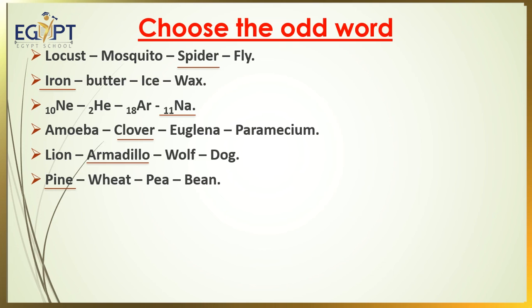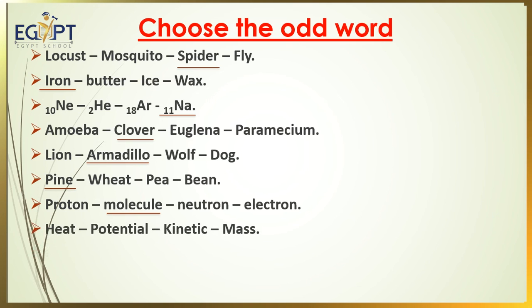Pine, wheat, pea, bean. The different one is pine, because wheat, pea, and bean are plants reproduced by seeds, while pine is reproduced by using spores. Proton, molecule, neutron, electron. The difference here is molecule, because proton, neutron, and electron are particles located inside the atom, while molecule is not one of them.